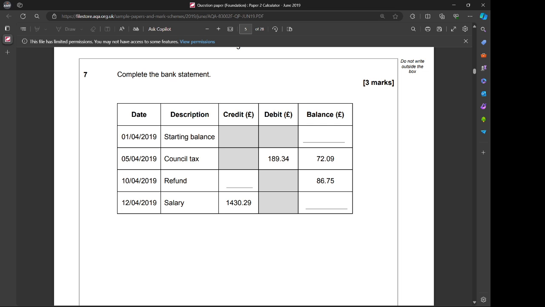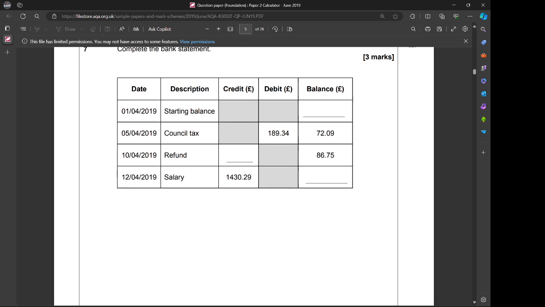So, just a brief recap. I do 72.09 plus 189.34 to work out the starting balance. Then to work out the refund, I did 86.75 subtract 72.09 to work out the refund amount. And then to work out the closing balance, I did the refund plus the salary. Again, another classic question on the foundation tier. Okay, let's move on.